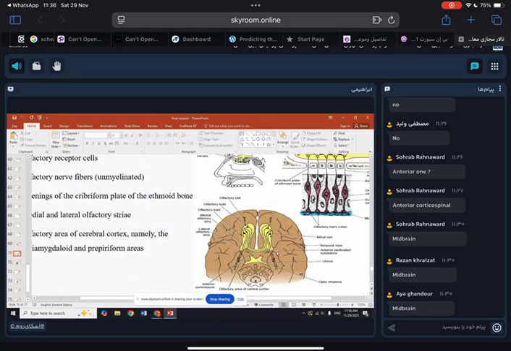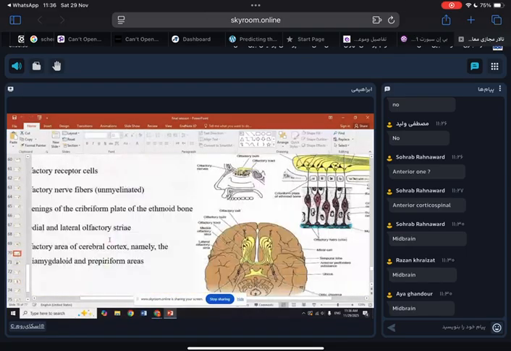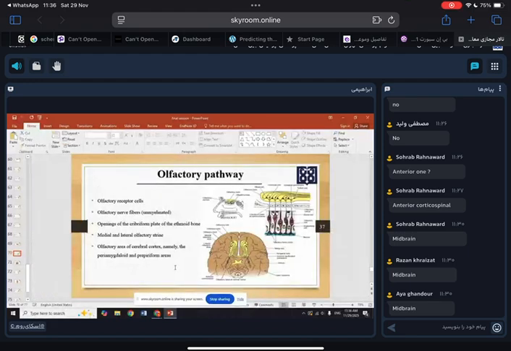Which part of the cortex? The amygdala and prepiriform areas here. These are the locations for processing the olfactory information. For example, I told you in the auditory system, the information goes to temporal parts, or about the vision, they are going to occipital parts of the brain. So the olfactory pathway goes to amygdala in the depth of the uncus, and also we have the prepiriform areas.